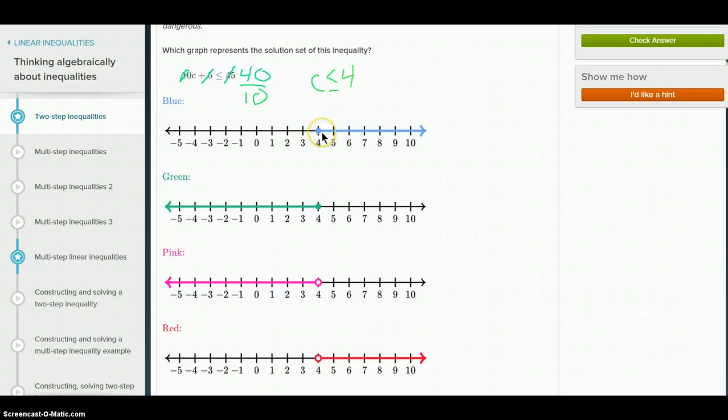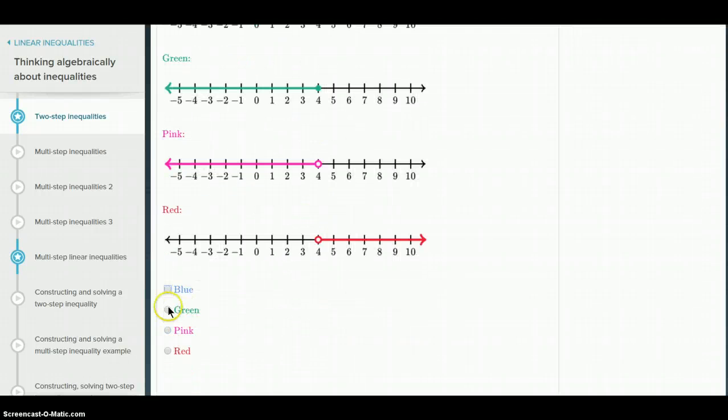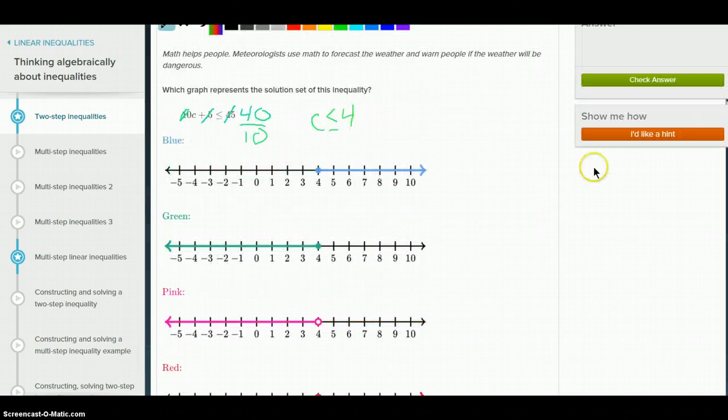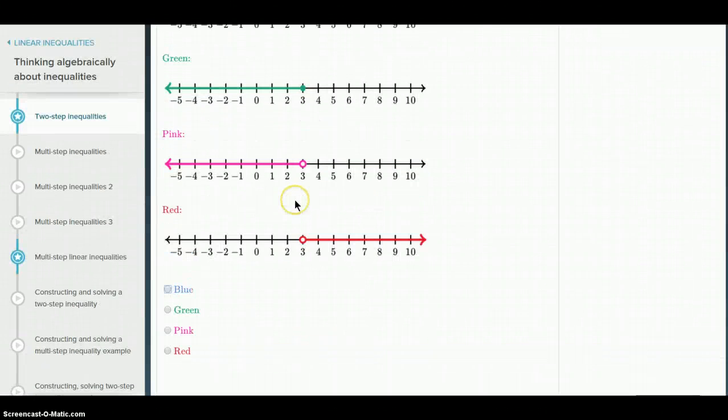So it's going to include 4, and it's going to be going towards values less than 4. That looks like green right here. It includes 4, goes towards values that are less than 4. So the answer is green. Next question.